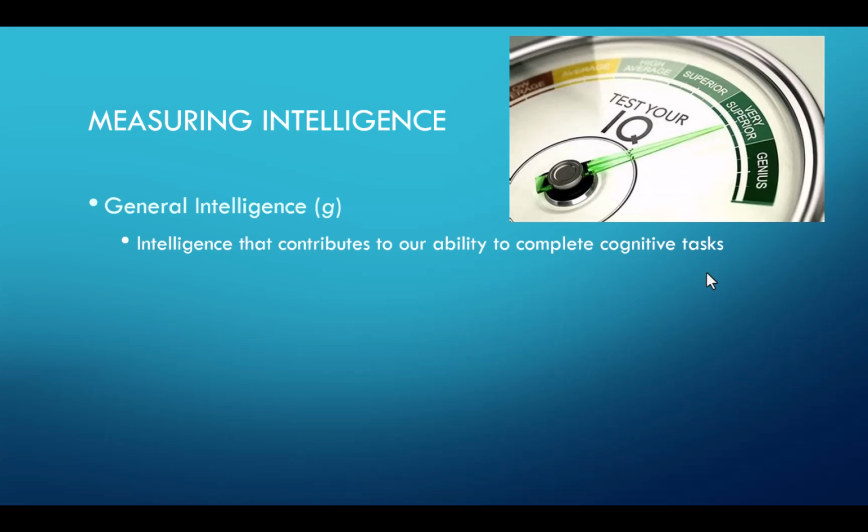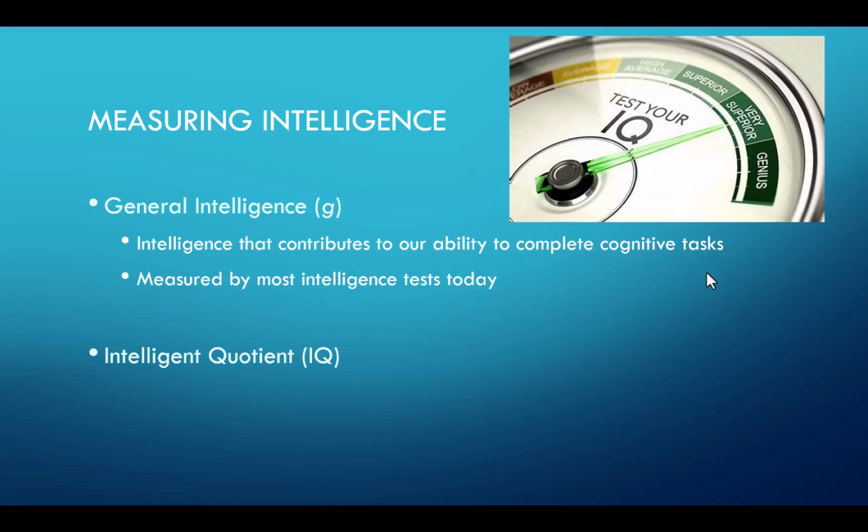So general intelligence, or G, is the idea that we have an overall general intelligence. It's intelligence that contributes to our ability to complete cognitive tasks, and it's measured by most intelligence tests today. And most of the tests today that measure intelligence give us something called an intelligence quotient. So this is a score on a test that provides a measure of intelligence.